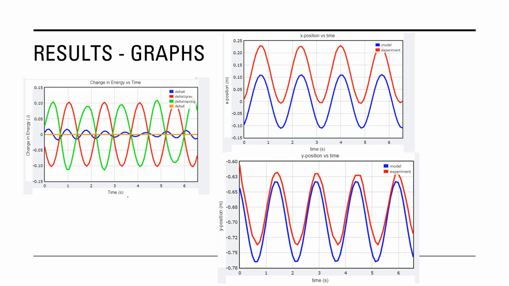Here we have position versus time graphs for both X and Y. So the model and the experimental differ, not too much, but they differ enough, and we can attribute those discrepancies to maybe outside forces working on the system or human error.